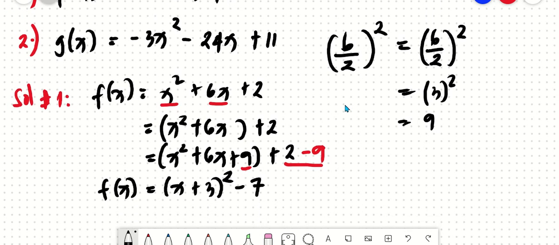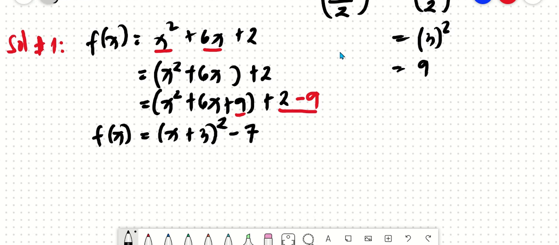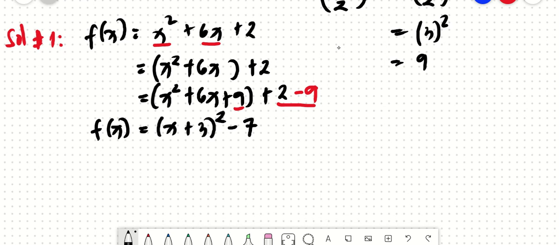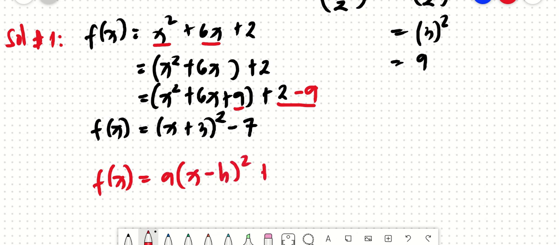Yeah, x plus 3 raised to 2 minus 7. Okay, again, yung h natin dito, as you can see here, yung standard form, or vertex form rather, ito yung vertex form, huwag kalimutan, a x minus h raised to 2 plus k. So, identify natin, yung h is 3, and then yung k is negative 7. Okay? So, identify na natin, class.